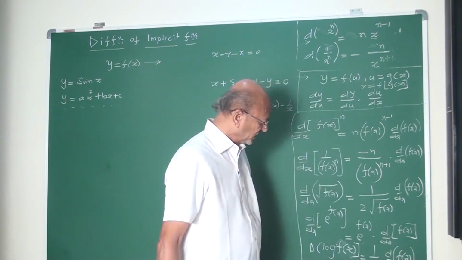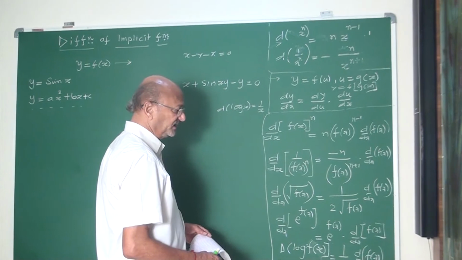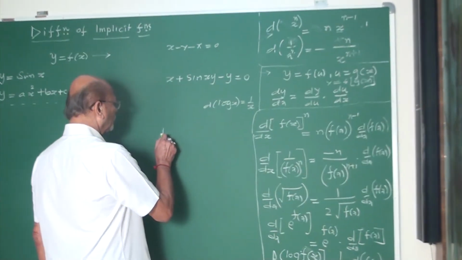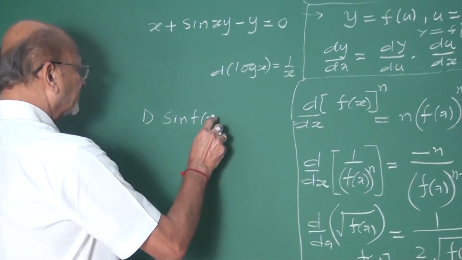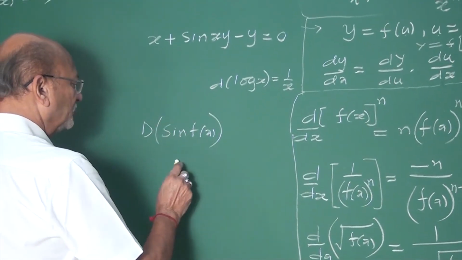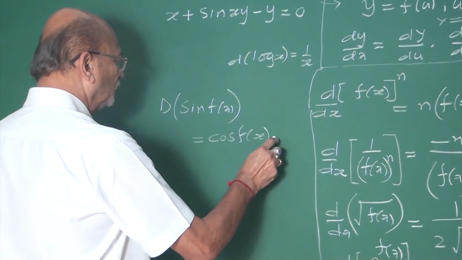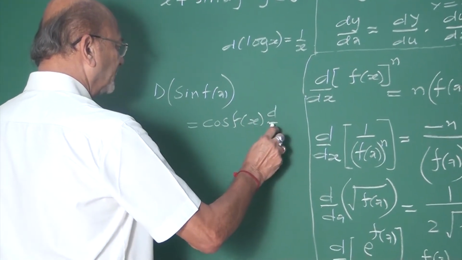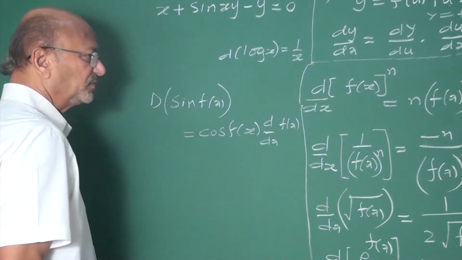Same thing here. If it is the derivative of sin f(x), it is sin f(x), other than x, my friends. What is the derivative of sin? You have to put first cos f(x) into what? Other than x means write its derivative, f dash of x. Like this, my friend.